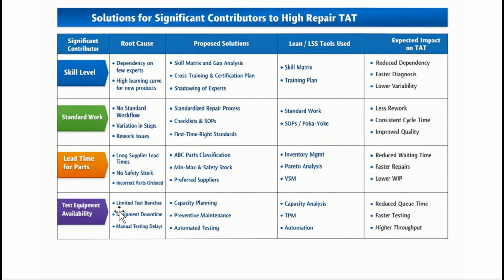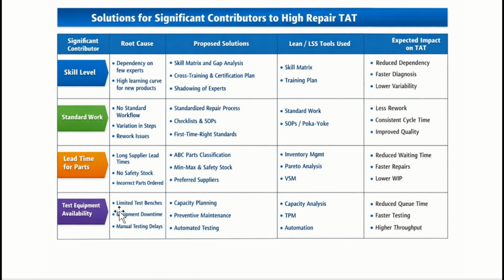After the analysis, some of the highlighted solutions for the significant contributors to high repair turnaround time were skill level, standard work, lead time for parts, and test equipment availability. Their root causes were also identified, and a proposed solution was given.